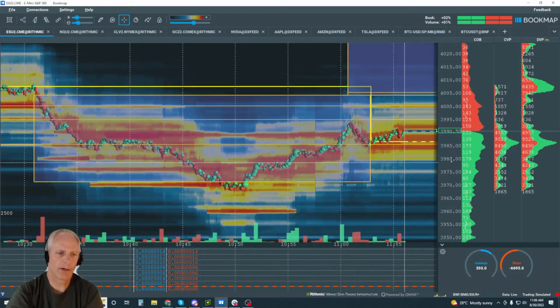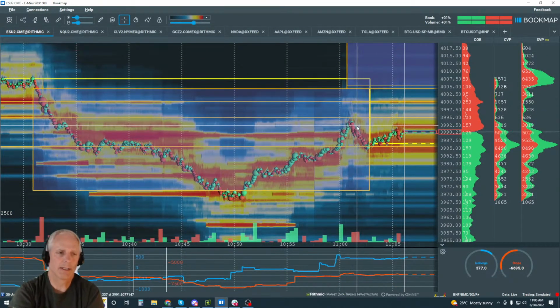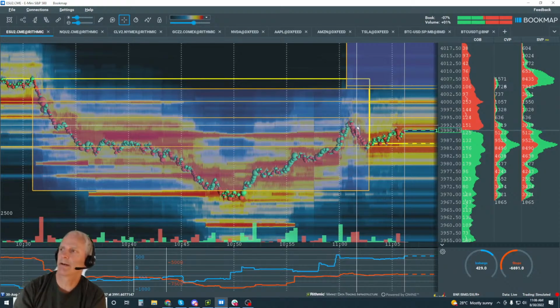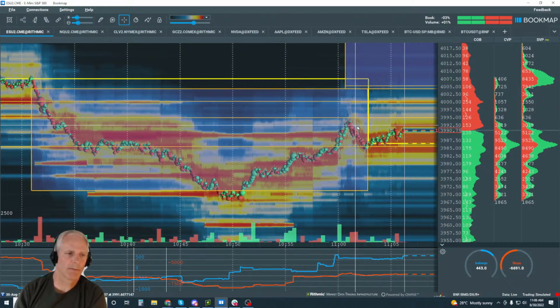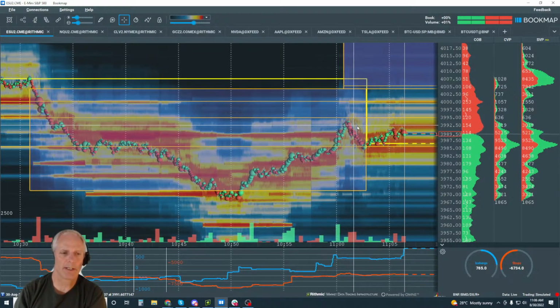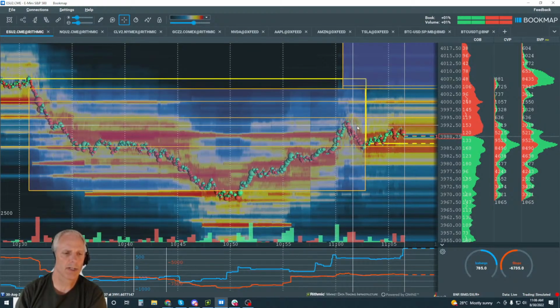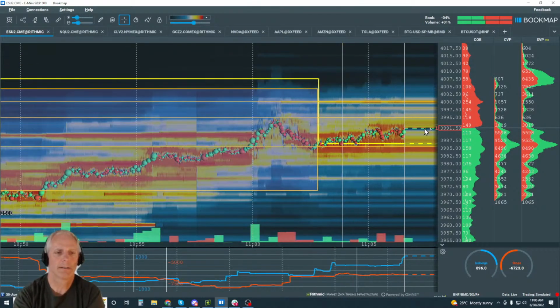Again, this is auction market theory, just so simple. You don't have to read like a Bible on auction market theory and volume profile and market profile and all these different TPOs and different things. It's really common sense stuff, and just understanding that in the context of the market. That's it.